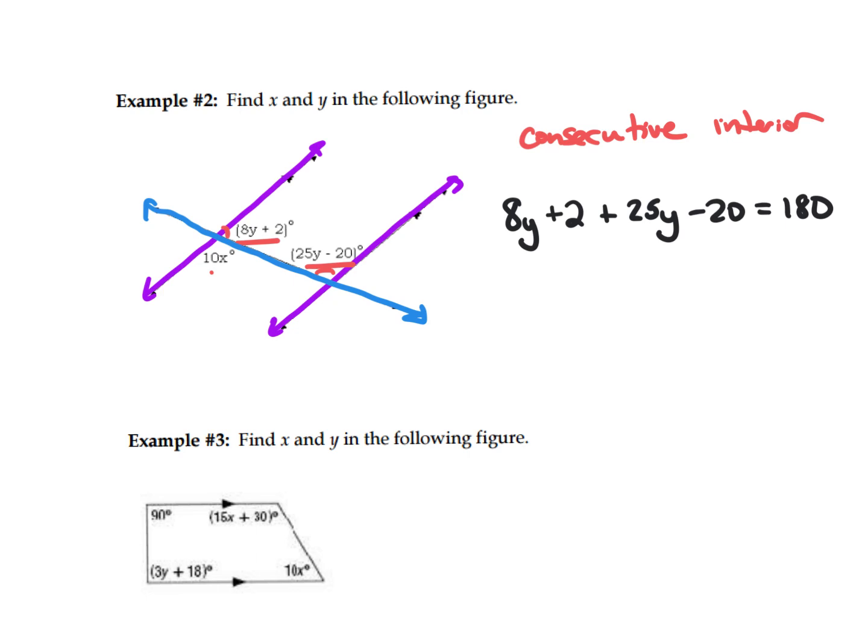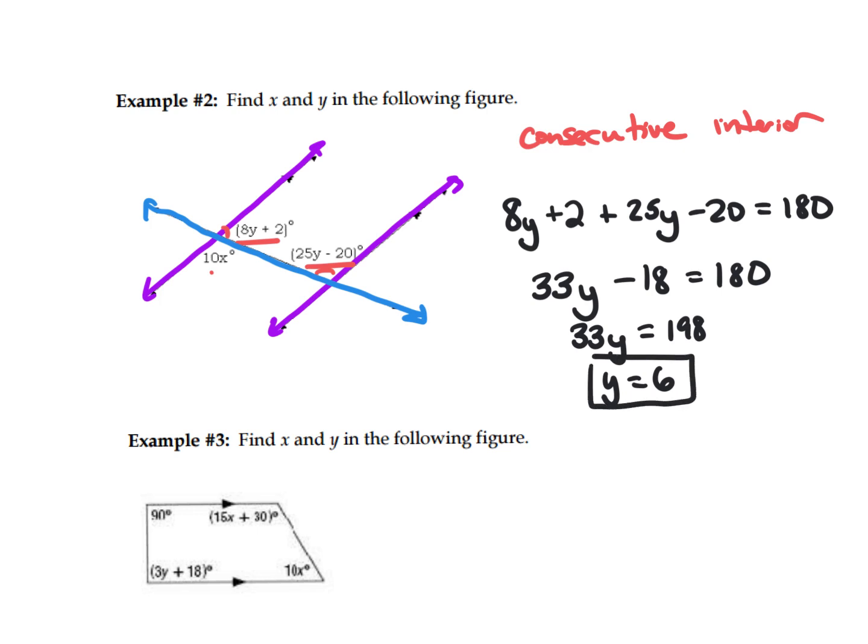So 8y and 25y is 33y, minus 18 equals 180. So then I'll just solve. I'll add 18 to both sides, so I'll get 198. And then I'll divide by 33. I'm hoping that 198 divided by 33 is nice, and it is, so y is 6.